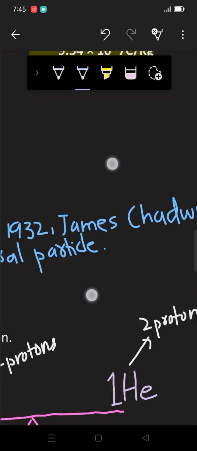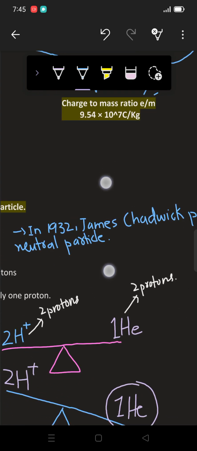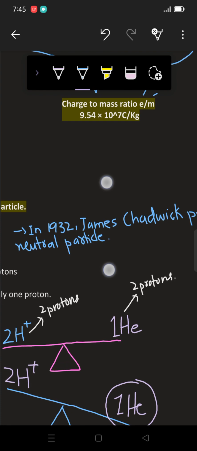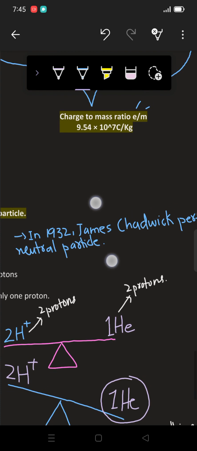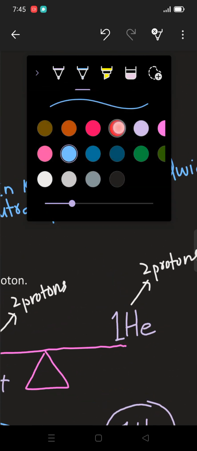Right? So he proved that these particles were present in the nucleus of an atom. I'm going to tell you that as well. These were given the name neutron. He was awarded a Nobel Prize for this discovery as well, right? So let me write this here as well.